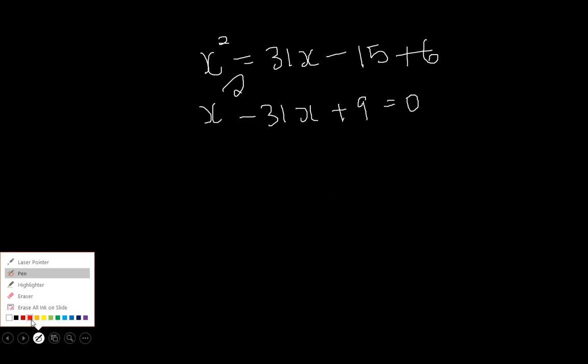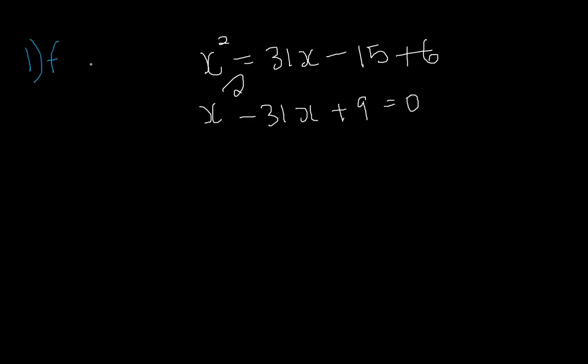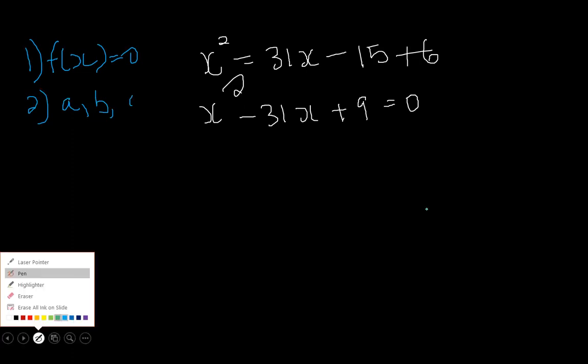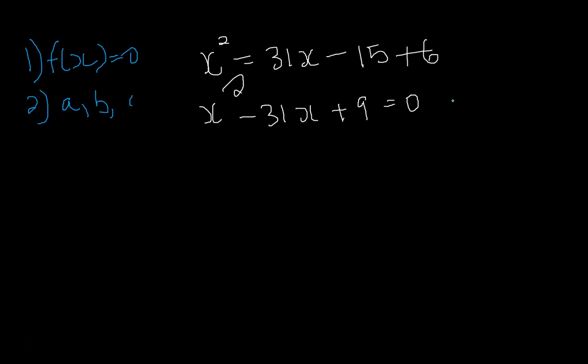Micaiah, you get that so far, right? Yes, miss. Step 2, identify A, B, and C. Anybody, just tell me what's A, what's B, what's C. A will be equal to 1, B is negative 31, and C is 9. Fantastic.